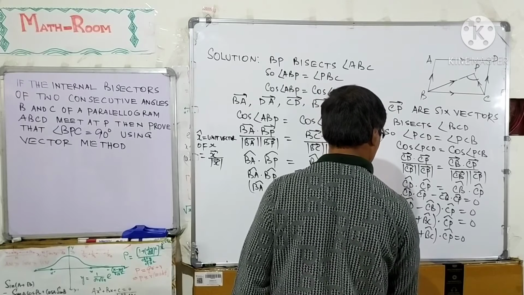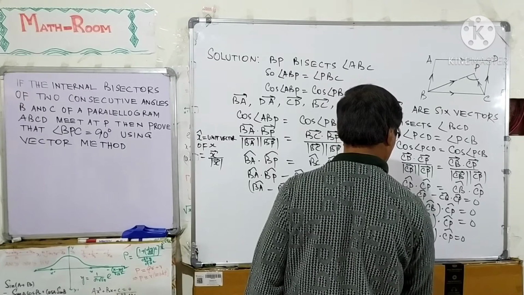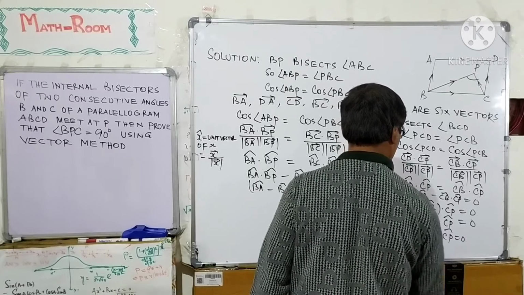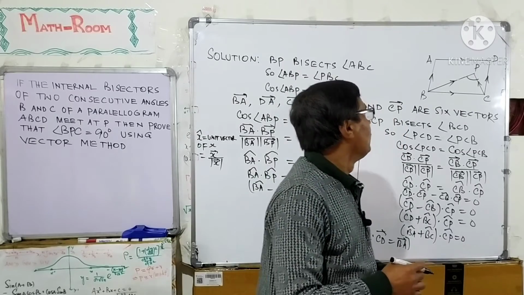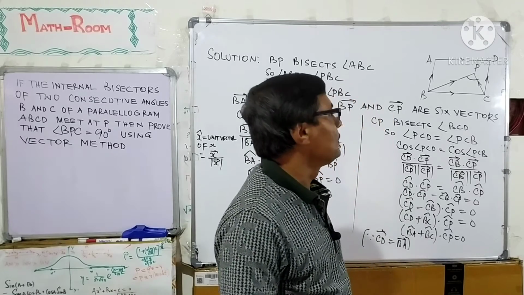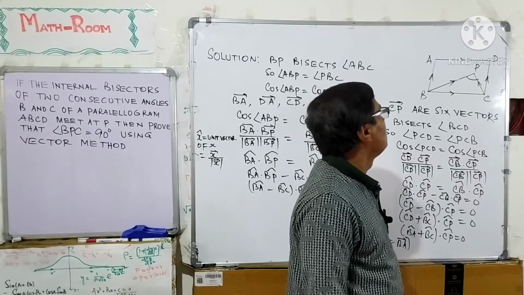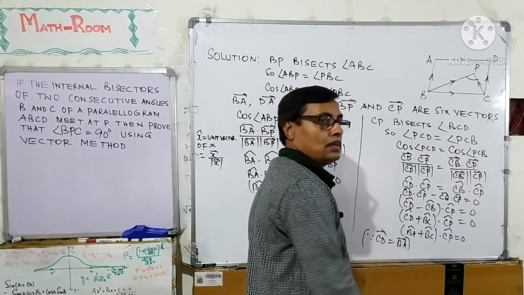because CD vector equal to BA vector. These are two equal vectors, because CD and BA are two opposite sides of the parallelogram. So, they are equal in magnitude and also their direction is the same. So, CD vector equal to BA vector.